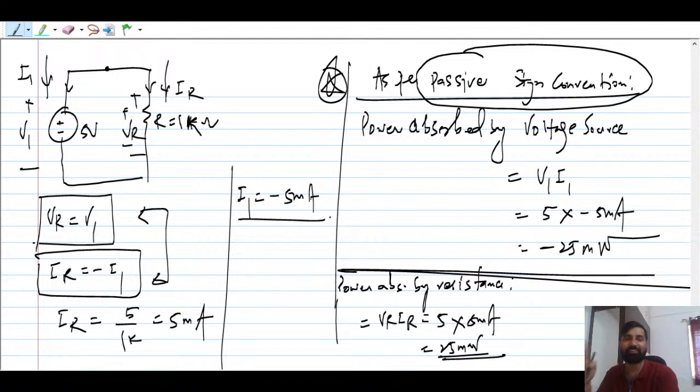So according to passive sign convention, you can define the current direction and so on and so forth, and then you can decide it. So I think this is clear, right? So how do we claim that the voltage source is absorbing power or delivering power? This is very, very important to remember.